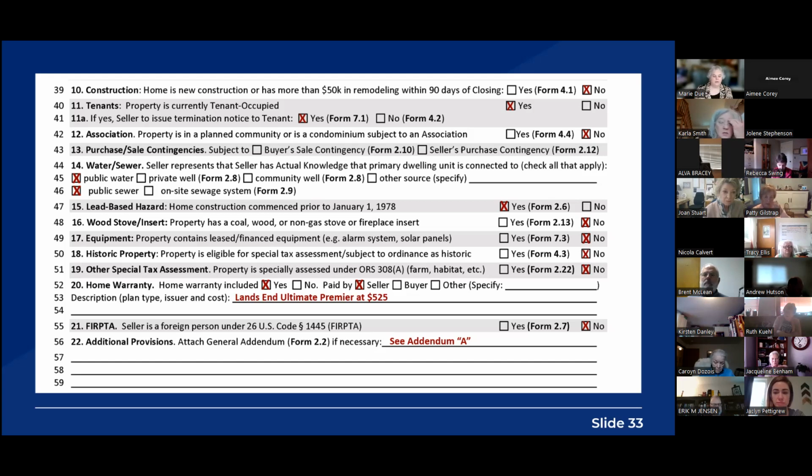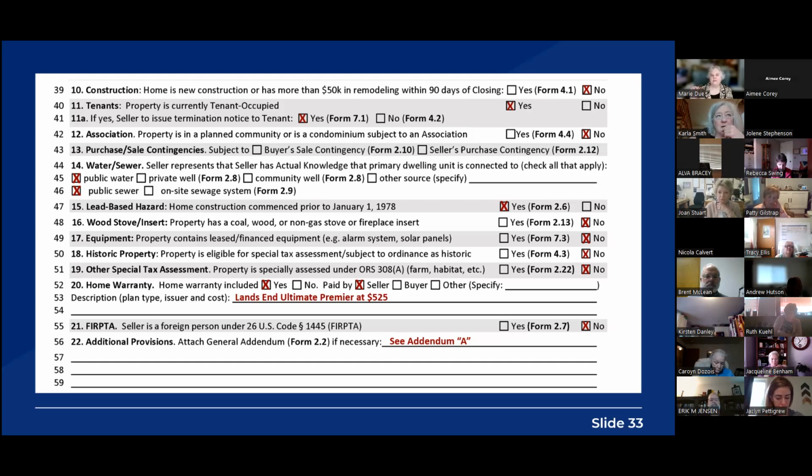FIRPTA, that is, a seller is a foreign person under the U.S. code. FIRPTA, of course, is the foreign seller. That you need to find out. The title companies and escrow companies are really good now to help us with that. So it's yes, form 2.7, or no.